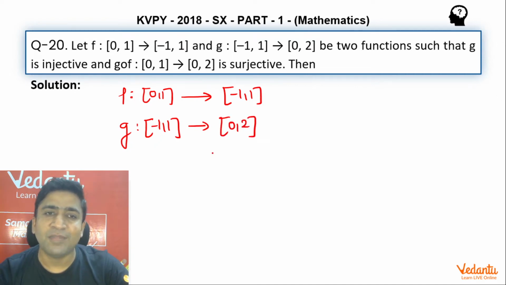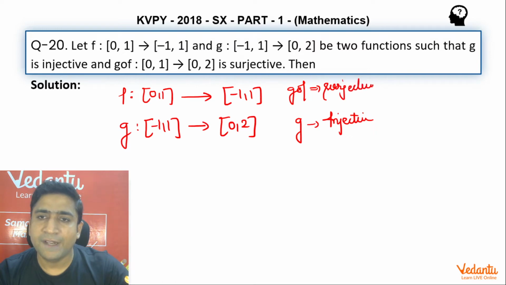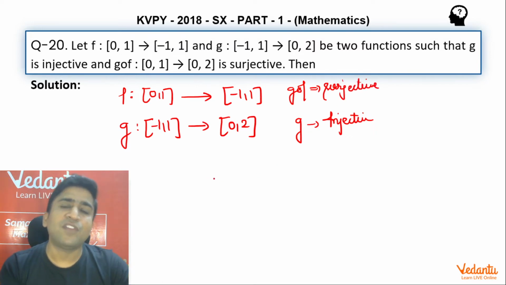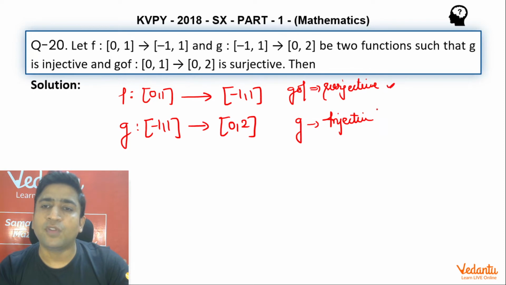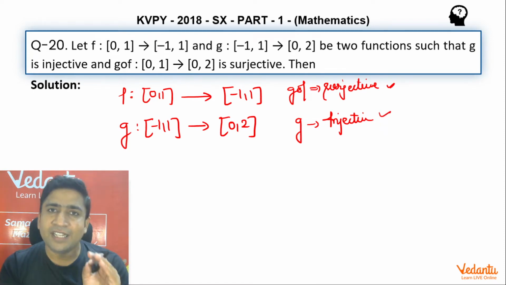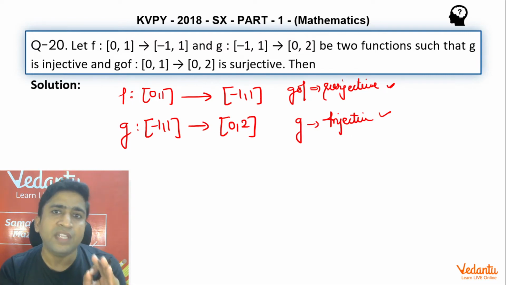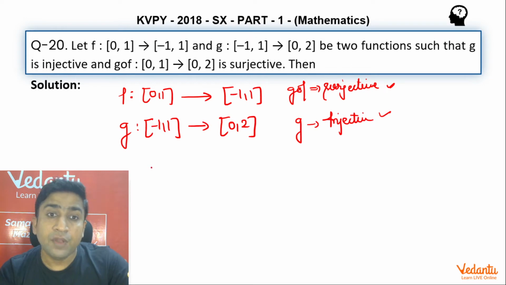The question says g is injective, that's the first point, and the question says g∘f is surjective. Now they want us to tell the nature of f if I want both of these to hold. If g∘f is surjective and g is injective, you need to understand one thing: f must be surjective.